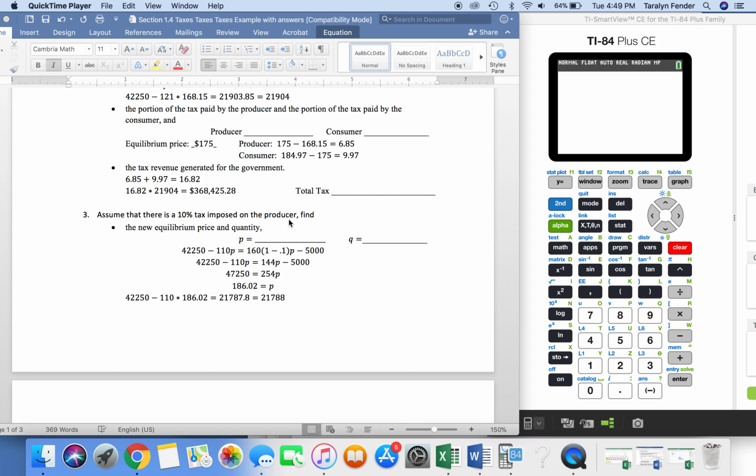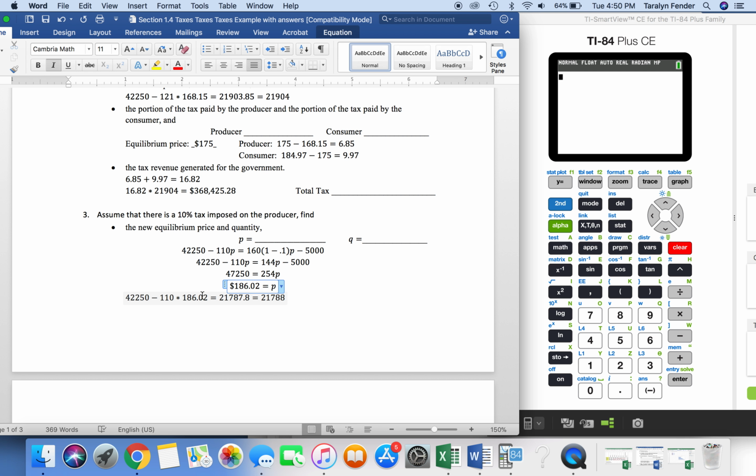Now let's put 10% on the producer. Now this means that the producer will get 10% less money. So now let's see what happens here. The original demand equation is equal to the new supply equation. So 1 minus 0.1, or 0.9, times 160 gives us 144p minus 5,000, and we simplify to get the new equilibrium price of 186.02.